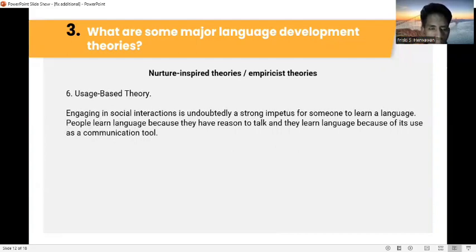Okay, and the last nurture-inspired theory is the usage-based theory. This theory says that engaging in social interaction is undoubtedly a strong impetus for someone to learn a language. People learn language because they have reason to talk, and they learn language because of its use as a communication tool. So the point of this theory is that humans always want to share their thoughts and opinions with other people, and for that reason, they have to learn language as a communication tool.